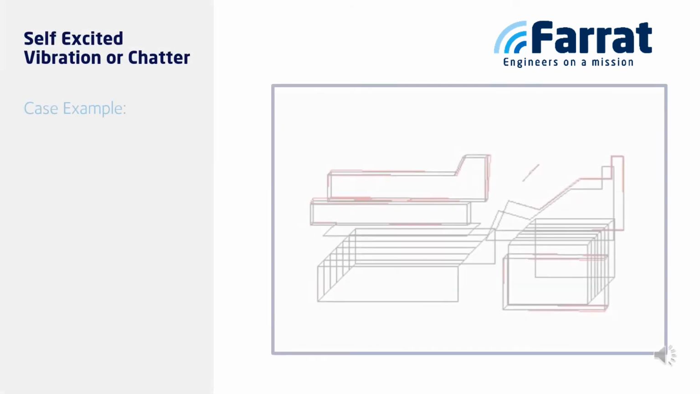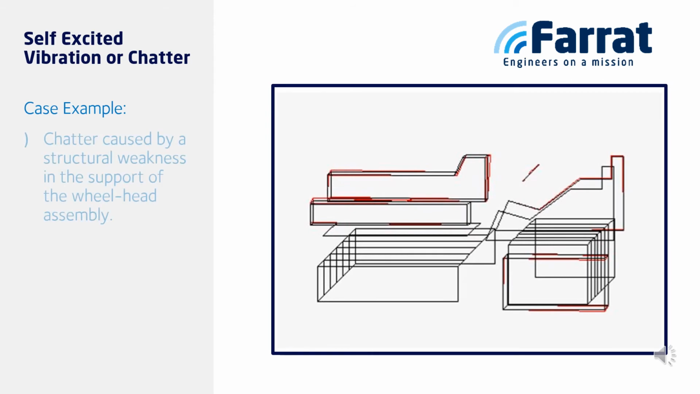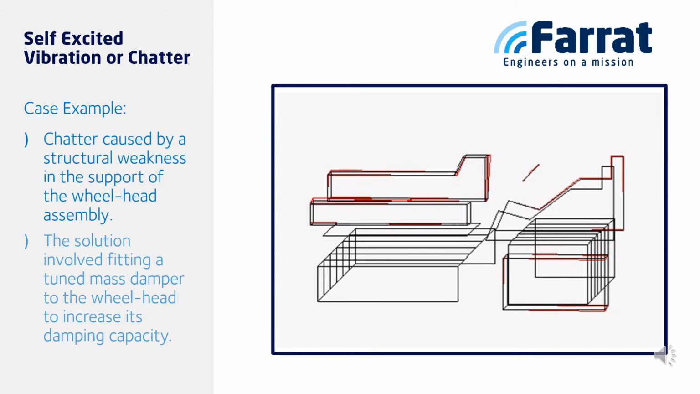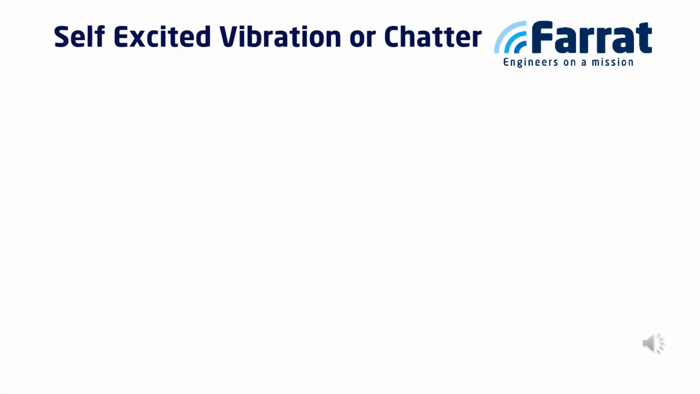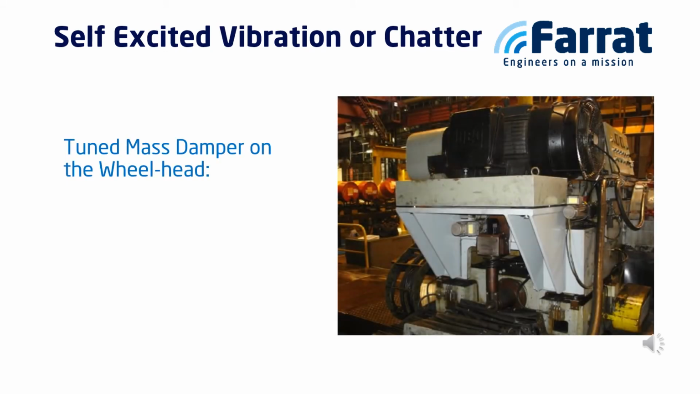Using a recent case example, chatter was caused by a structural weakness in the support of a wheelhead assembly. Tuned mass dampers were therefore fitted to the wheelhead to increase its damping capacity. Here you can see where the tuned mass dampers were fitted to the wheelhead.